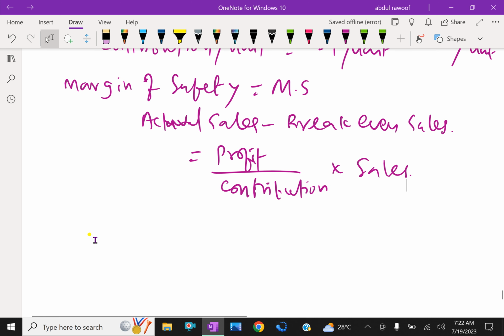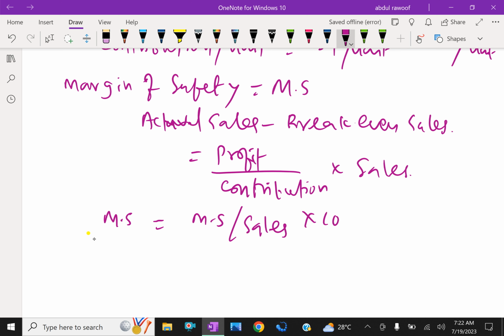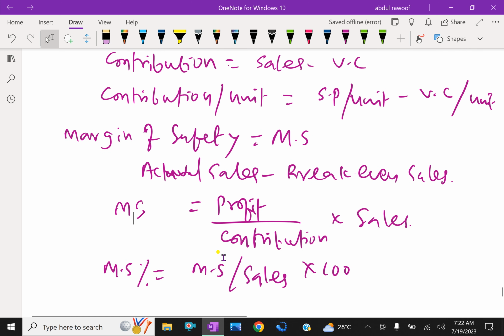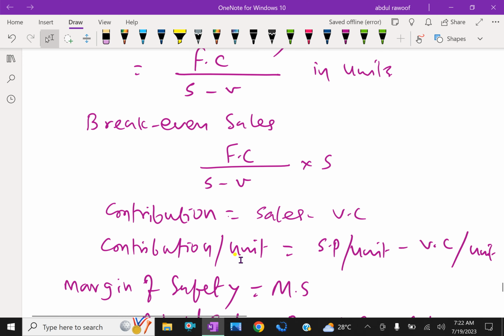Therefore, you can say margin of safety as percent. Margin of safety as a percent is margin of safety per sales in 100%. So this is the margin of safety percentage. This is MS. Then the margin of safety percentage is margin of safety divided by sales into 100. This formula is useful to find break-even analysis.